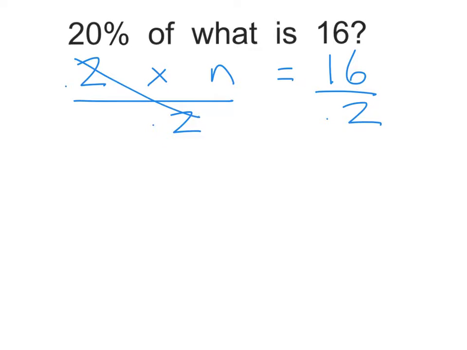Over here, the 0.2's cancel, so we get n equals 16 divided by 0.2, which is actually 80. So we just figured out that 20% of 80 would be 16.